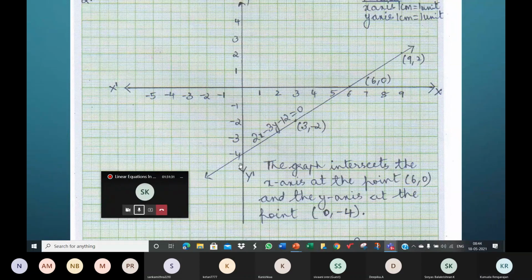All right. So here's how it is. 9, 2 here. 6, 0. 3, minus 2. Connect the 3 points by a straight line and pull it so that it intersects. Don't stop here. Don't put your arrow here and say it did not cut the y-axis at all. Extend the line on both the sides.